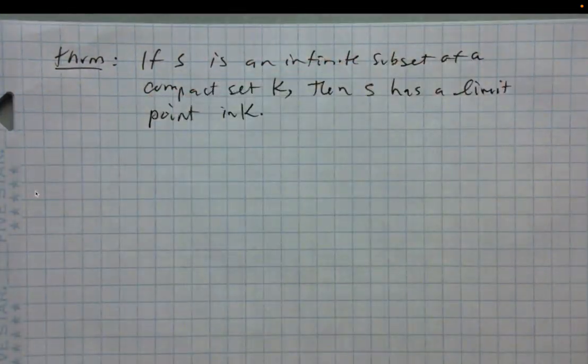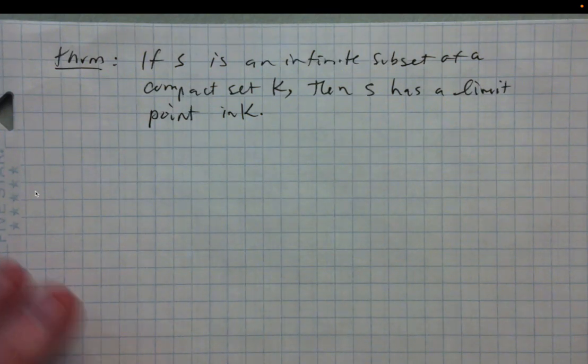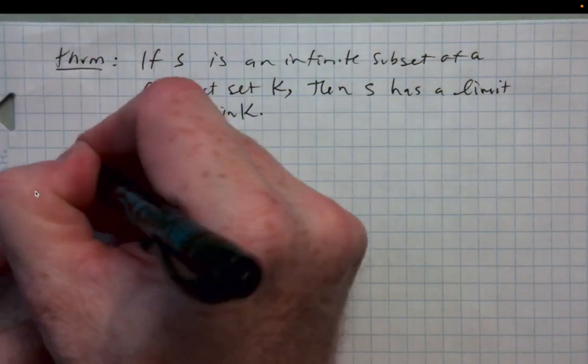We've seen theorems kind of like this, where you've got a set with certain qualities, and that implies something about its limit points. Here, K is some infinite set, and it's compact, then any infinite subset of a compact set has a limit point in K. We can prove this by contradiction. This is a nice proof.